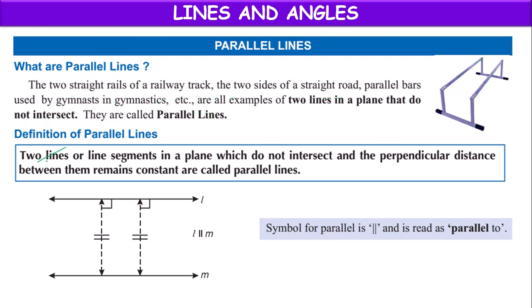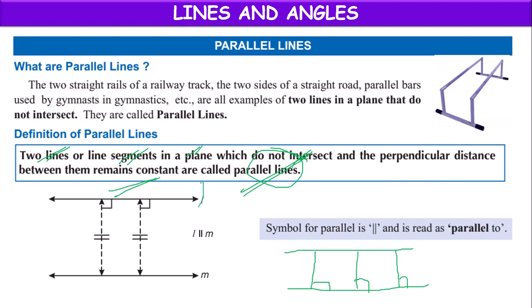So here, two line segments in a plane do not intersect, and if you observe the perpendicular distance between the two lines, if the perpendicular distance between them remains constant at any point, then they are called parallel lines.